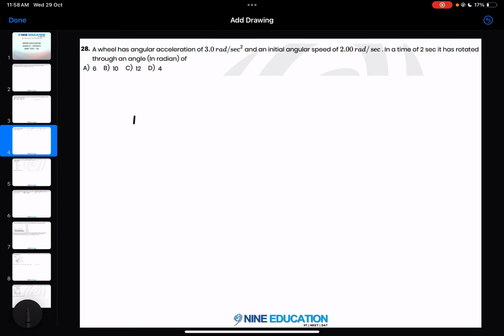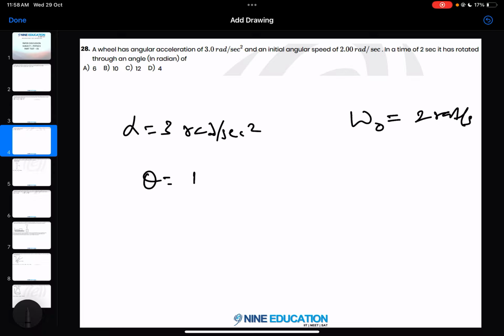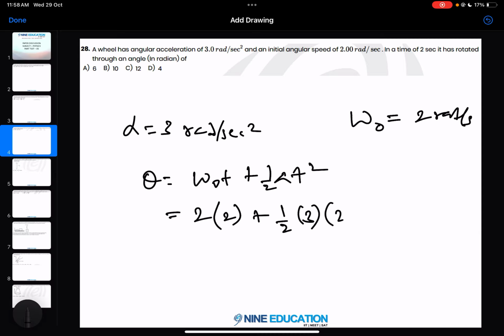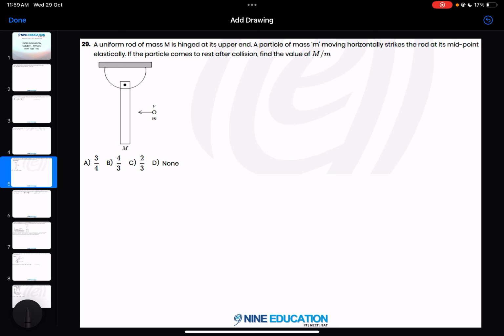Now given in the question, alpha is 3 radians per second square, initial angular velocity omega naught is 2 radians per second, it is rotated through an angle in 2 seconds. So you need to find theta, which is omega naught t plus half alpha t square. Omega naught 2, time is also 2, plus half, the value of alpha is 3, 2 square. Substituting all the values, we are going to get 10 radians. So option B.